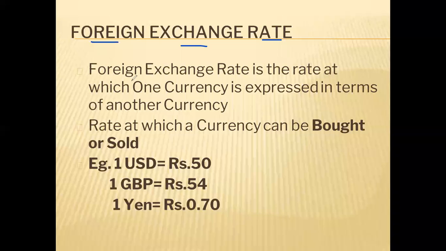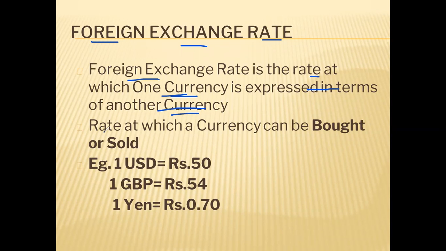What is a foreign exchange rate? Foreign exchange rate is the rate at which one currency is expressed in terms of another currency. Simple definition. A rate means what? Whenever you get one commodity's price, you will call it a rate. Similarly, when one currency's rate is expressed in another currency, it is known as foreign exchange rate.